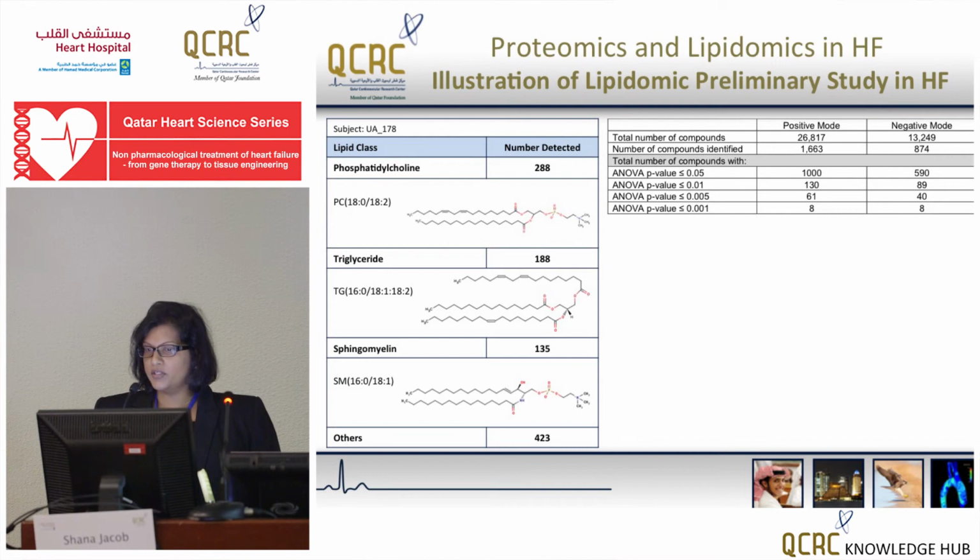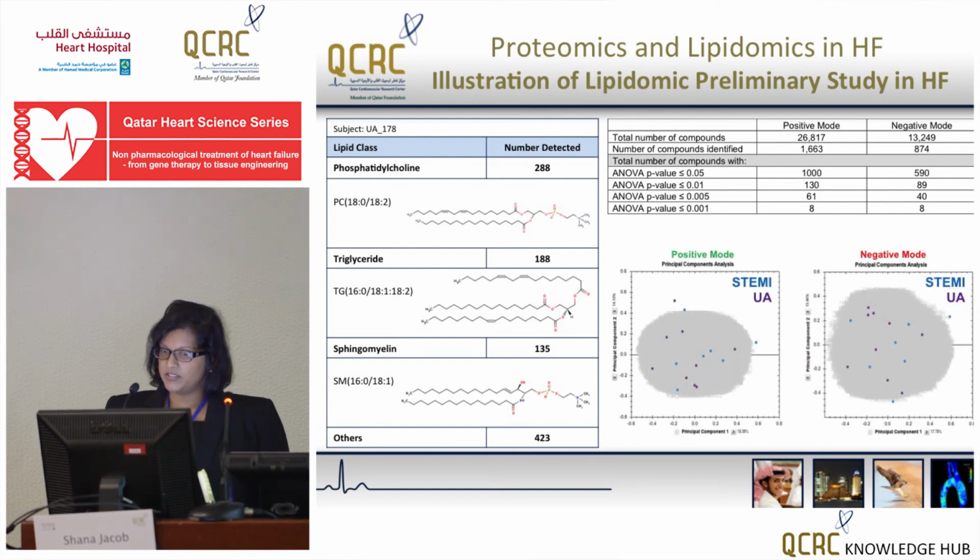If we look at the total number of compounds across all subjects, we were able to see more than 26,000 compounds in positive ion mode and 13,000 compounds in negative ion mode. The number of compounds we could identify were more than 1,600 in positive and 874 in negative mode. If we look at the statistical significance of these results between our unstable angina and STEMI groups, there were 8 compounds in positive and 8 compounds in negative mode that showed a significant difference with a p-value less than 0.001. We are yet to identify what those lipids are.